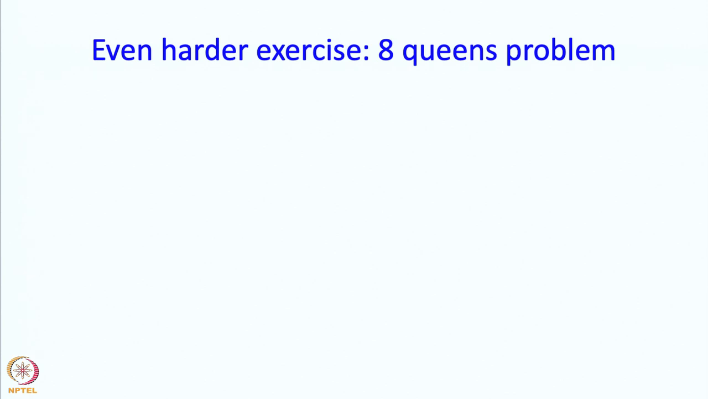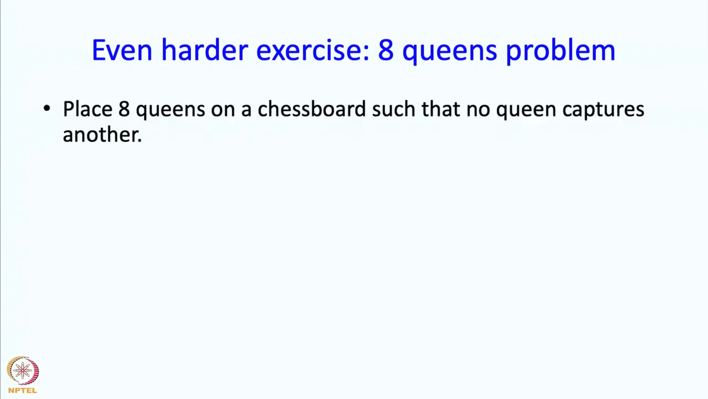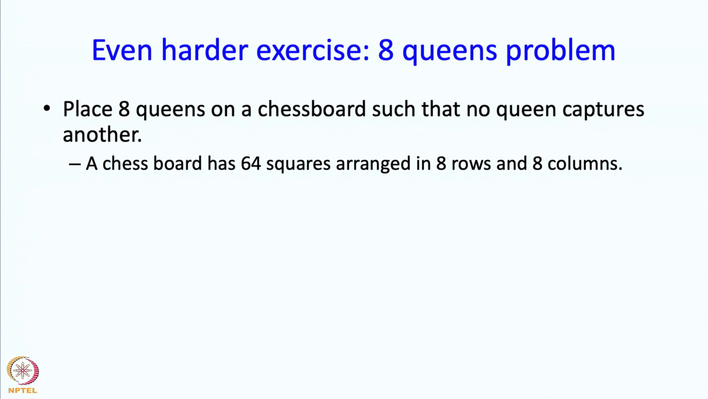I want to list out an even harder exercise, which may challenge some of you and which some of you may like, and this is the so-called 8 queens problem. So this problem asks you to place 8 queens on a chessboard such that no queen captures another. Okay, so for those of you who don't know chess, here is a quick explanation. A chessboard has 64 squares arranged in 8 rows and 8 columns. Okay, so it looks like this.